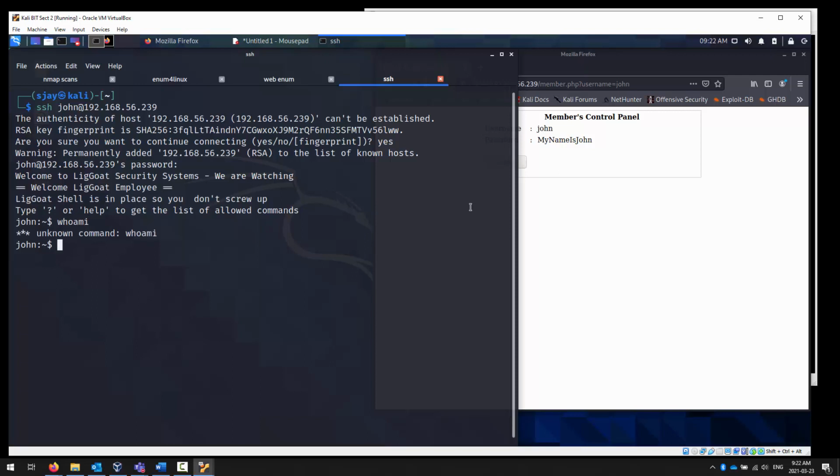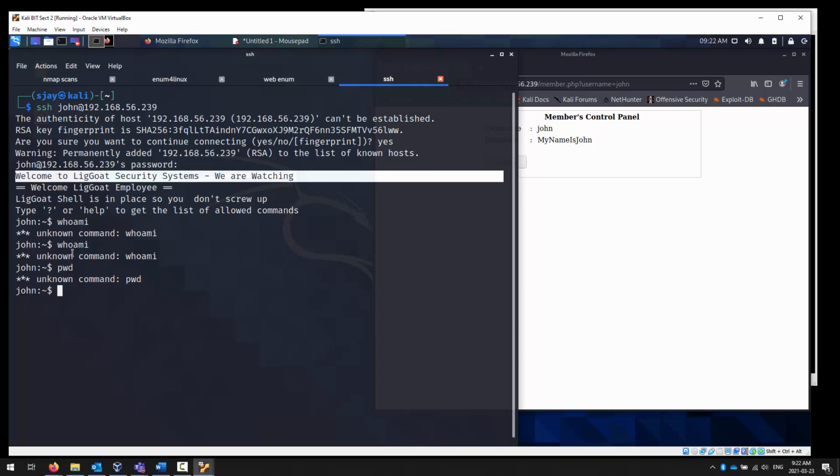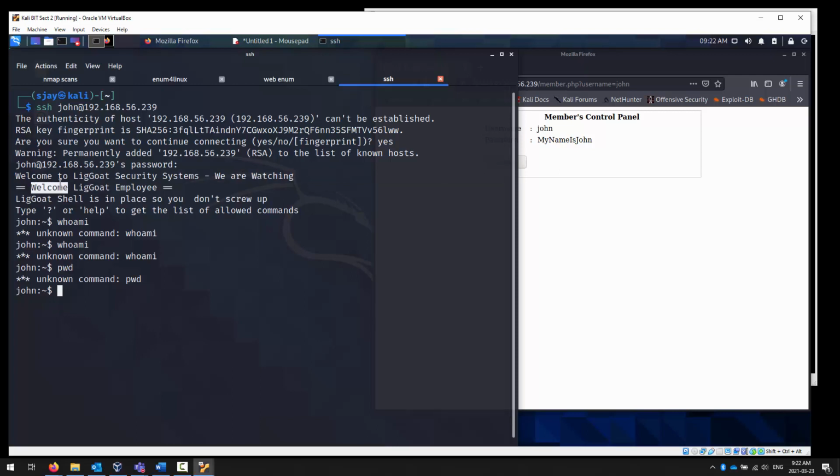Who am I? Ooh, wait, what? What do you mean who am I? It doesn't work. Who am I? I mistyped that. PWD, unknown commands. And this is again where we have to stop and read what's going on here. Welcome to the LiGoat security system. We are watching. Really unlikely, but who cares? We're doing a security audit. Welcome LiGoat employee. LiGoat shell is placed so you don't screw up.